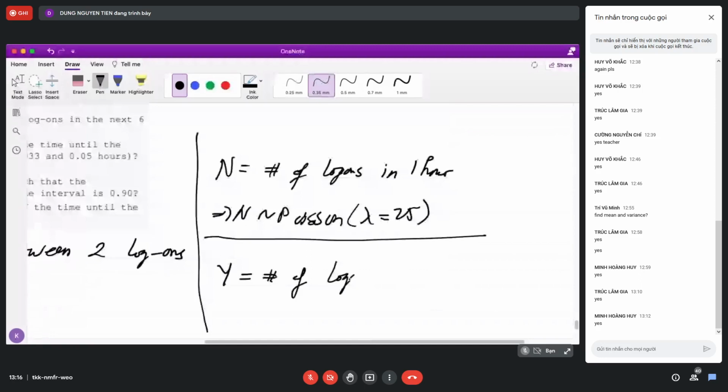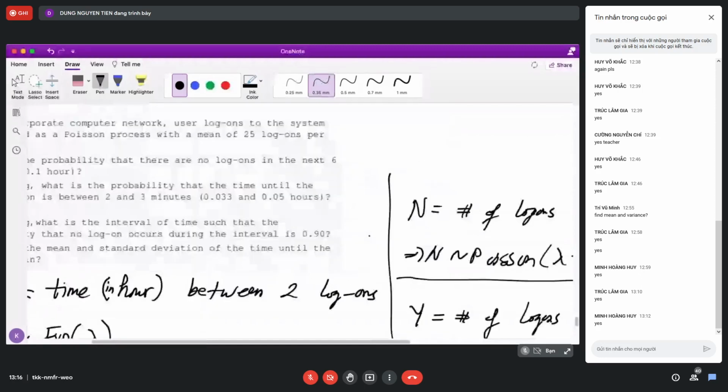What is lambda in this case? In 1 hour, you observe 25 logons. So in 6 minutes, you can observe 2.5 on average. Find the probability that y is 0, that you find no logons in 6 minutes in the period. That is the exponential of minus 2.5 times 2.5 to 0 over 0 factorial.